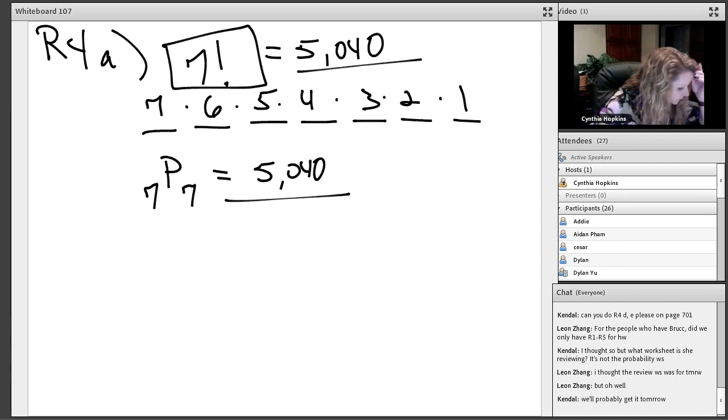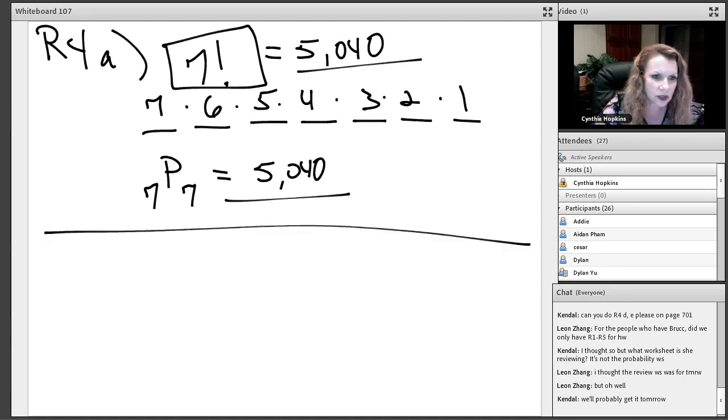All right, Sarah, R4A and E be the same answer? Oh, let's look. E: if the letters were changed to Amanda's, so it's no longer the word sardine, how many different linear arrangements could be made? Yeah, R4A and R4E have nothing to do with each other. So let me do that right here.